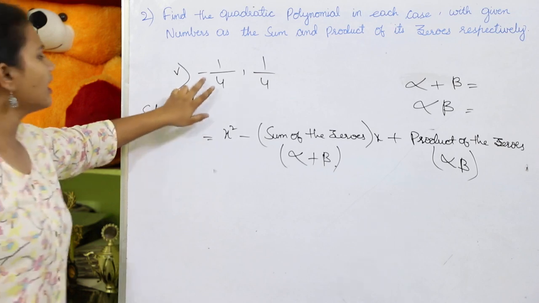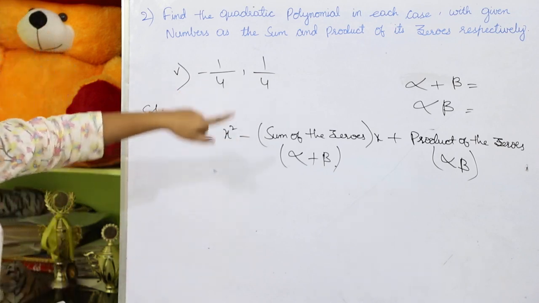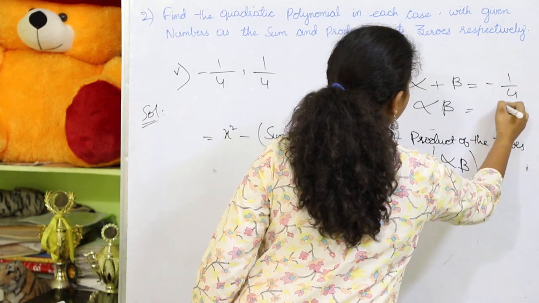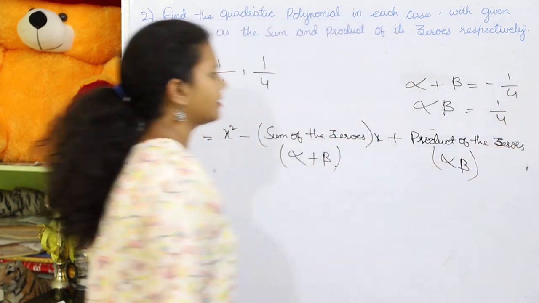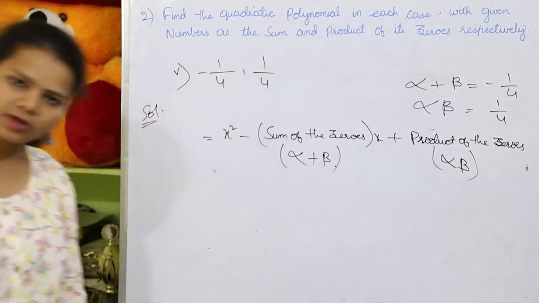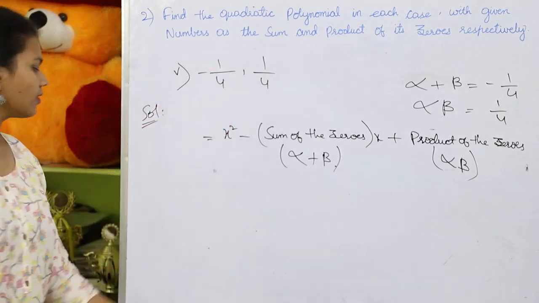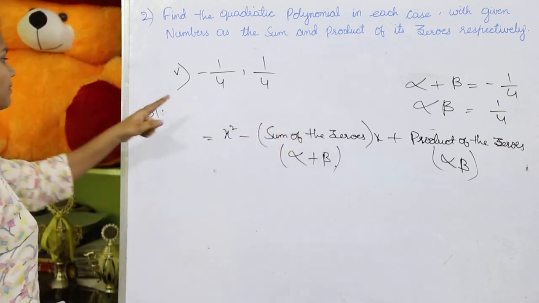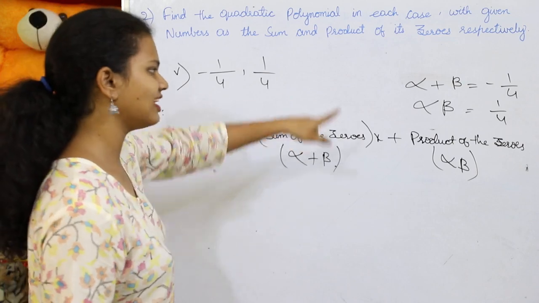So let it be. Now here minus 1 by 4 comma 1 by 4, where alpha plus beta value will be what? Minus 1 by 4, and alpha into beta value will be what? 1 by 4. Clear? Are you getting it? The sum of the zeros value is minus 1 by 4. The product of the zeros value is 1 by 4.